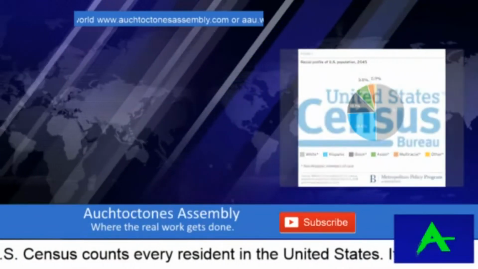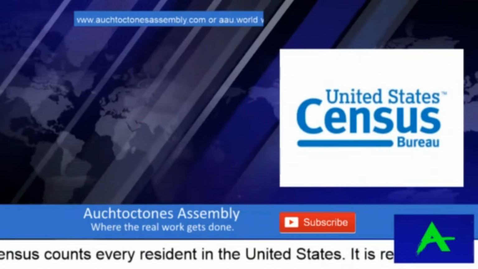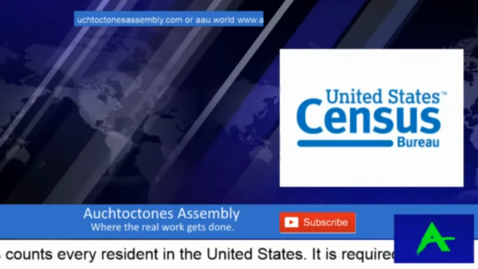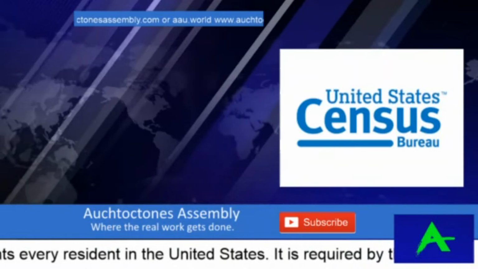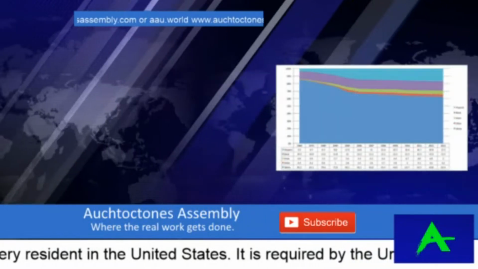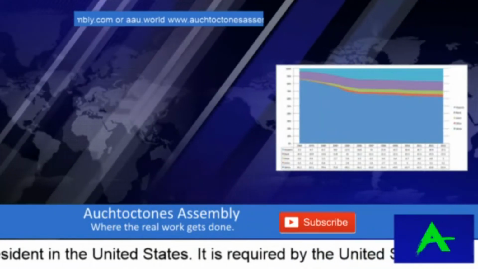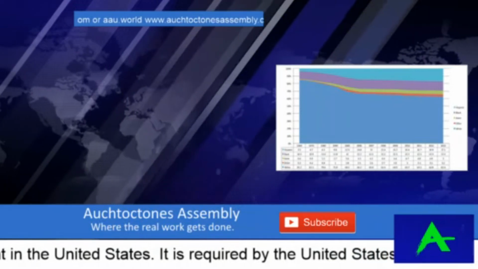U.S. Census. Encyclopedic entry. The U.S. Census counts every resident in the United States. It is required by the United States Constitution to take place every 10 years.